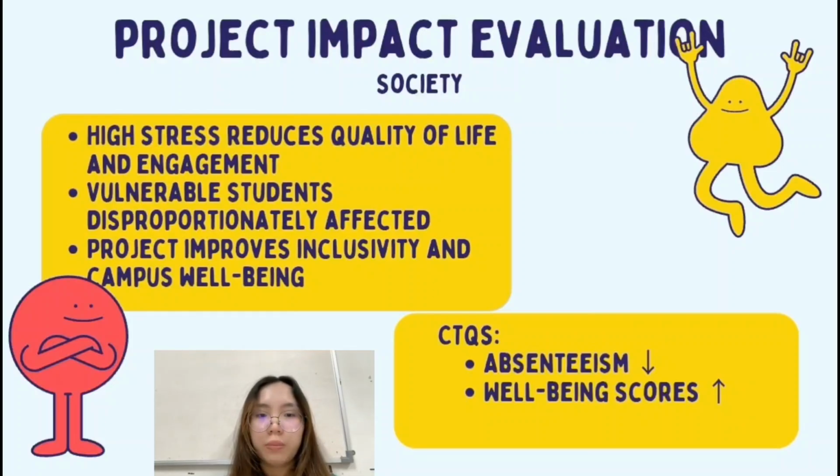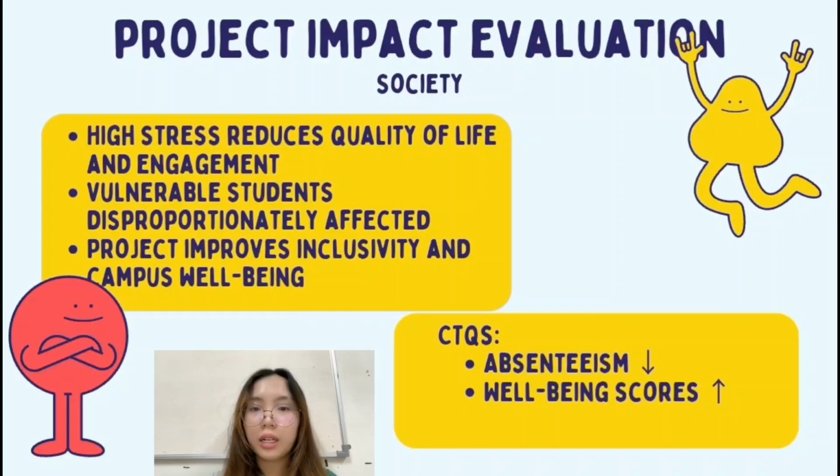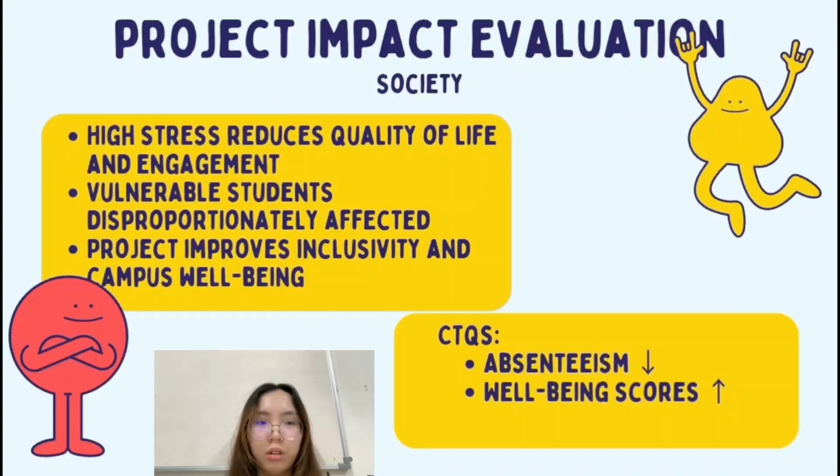From a societal perspective, high stress reduces student quality of life and academic engagement. Vulnerable students are more likely to be affected, which reduces inclusivity on campus. By improving key CTQ indicators such as absenteeism and well-being score, this project helps create a more supportive and inclusive learning environment for students.